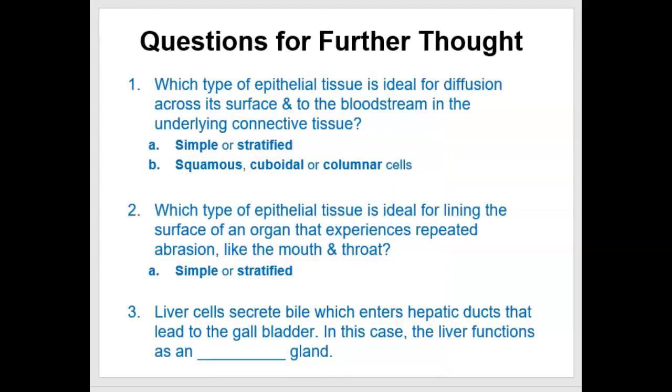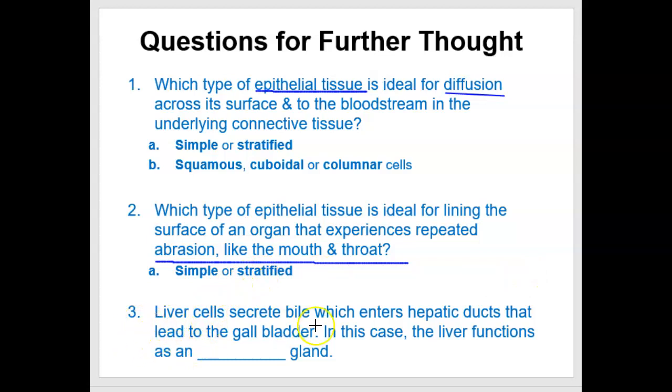When we meet for live lecture and we talk about the various topics for next week, this coming up week 5, one thing that we'll talk about is what is the ideal epithelial tissue type for diffusion. And another thing to think about is what type of epithelial tissue would be ideal for lining the surface of an organ that experiences abrasion, like the mouth and the throat.